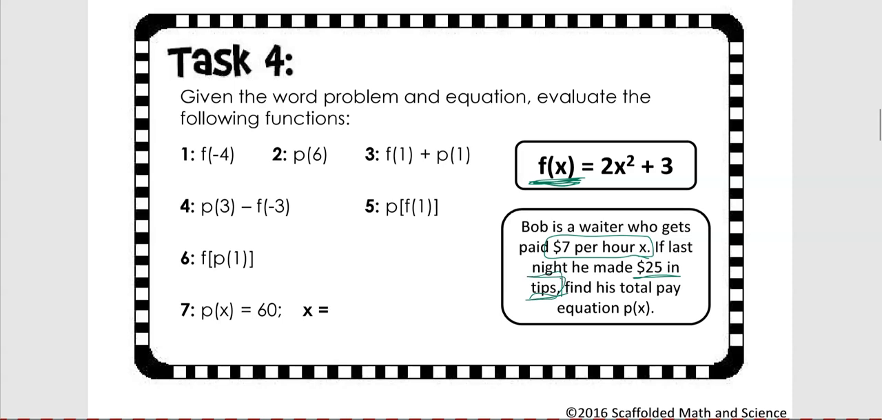So tips is going to be a flat amount of money that he made that night. Find his total pay equation. So we're going to put P of x, so payment for hours, is $7 per hour x. Now remember, per means multiply. Remember our Rady the Rate Cat? Per. So $7 per hour plus tips, which for that day was 25. So then we're going to use this equation right here for P of x.